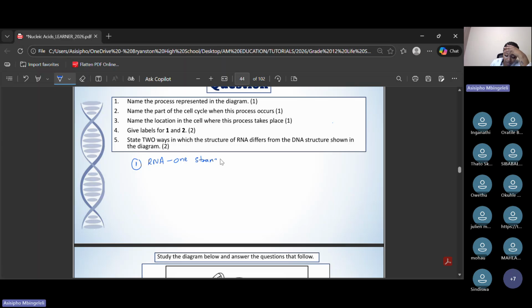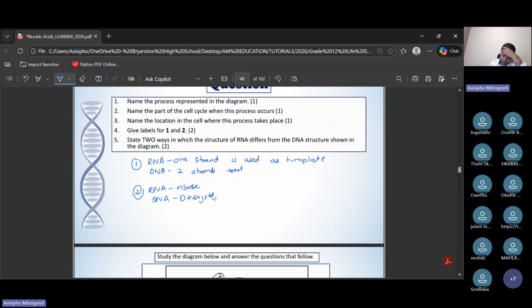And then you said in DNA there were 2 strands. Yes, ma'am. So for the same point, you said in DNA we are using 2 strands. Okay. Then your option number 2. I said that RNA has ribose sugar, and DNA has deoxyribose sugar.